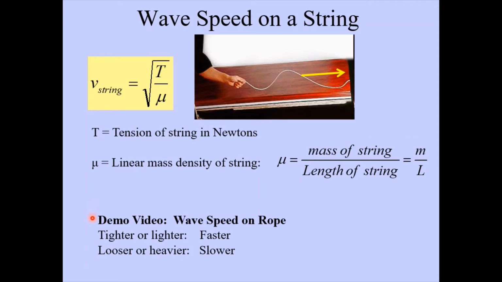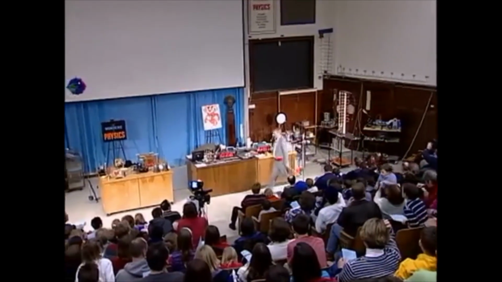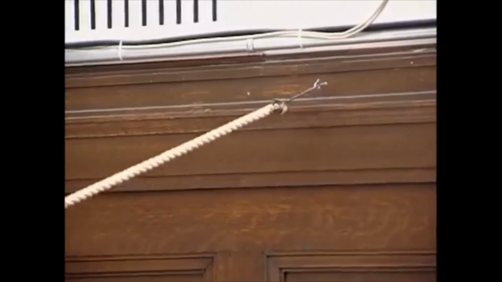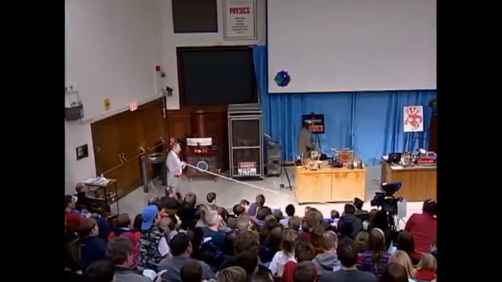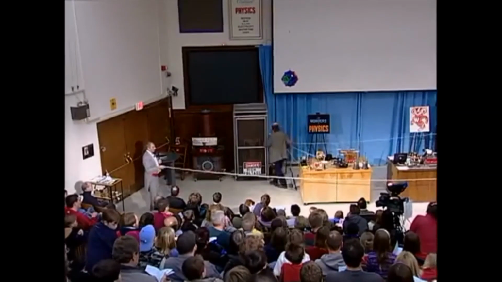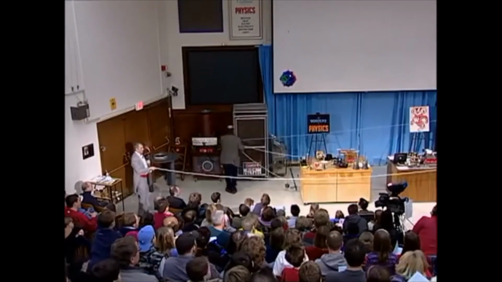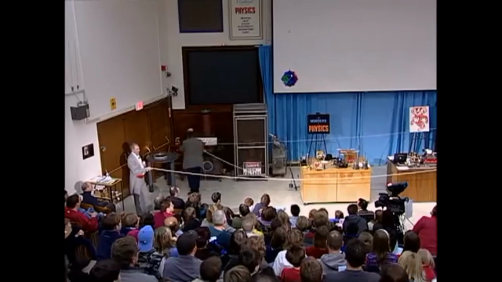I'll leave you here with a video demo done by another professor that will show you these characteristics of the speed of a wave on a stretched rope. I have here a long rope, and on one end it's attached to the wall. I'm going to stretch it out, and many of you have probably done this with a rope or maybe a garden hose. If I stretch it and give it a flick with my wrist, I can make a wave that moves down the rope.